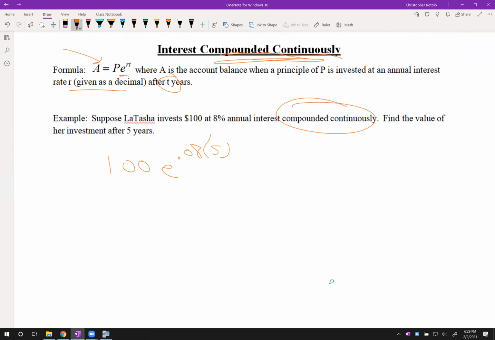All right, so some things you probably want to do is figure out what that is. So we're going to find out that that's 0.4, right? 8 times 5 is 40. We have 2 decimal places, so we'll move that over, and that's what we'll deal with. Okay, so 0.4, so we need e to the 0.4 times 100, and that'll tell us how much money Latasha has after 5 years. And if you do the calculation correctly, I believe we're at 149.18.